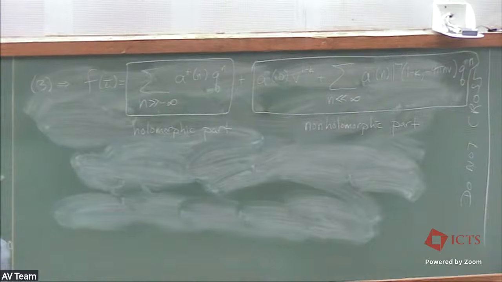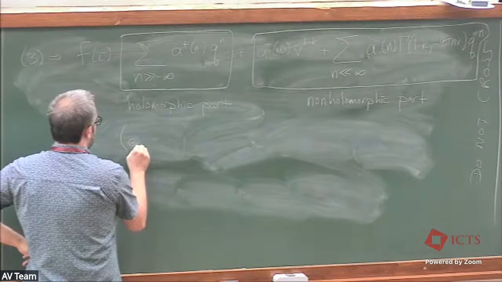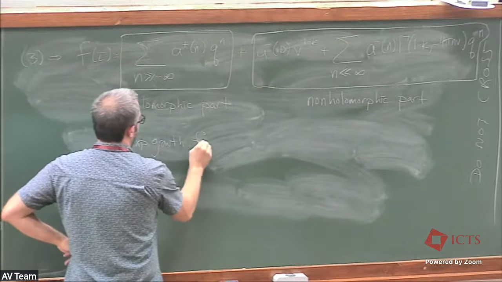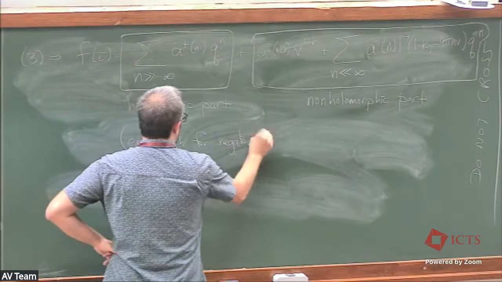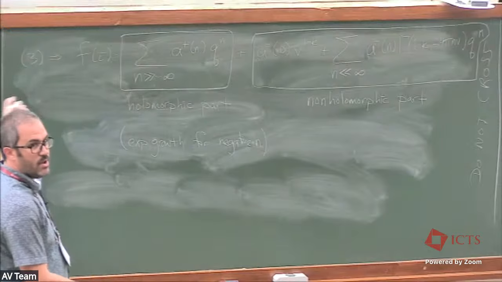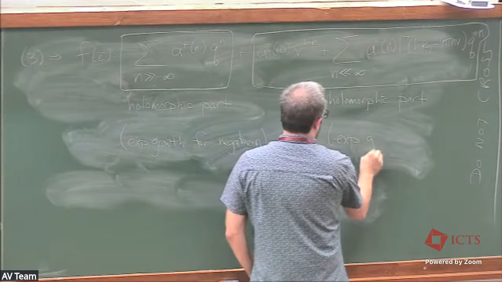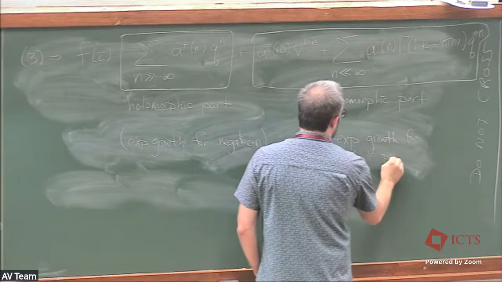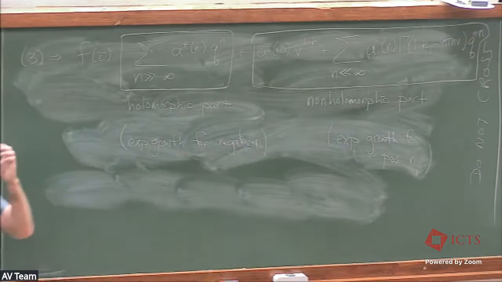I should point out that this part has exponential growth for negative n, which is why we can't let n go all the way to negative infinity. And this part has exponential growth for positive n, which is why we can't let n go all the way to positive infinity on that side.